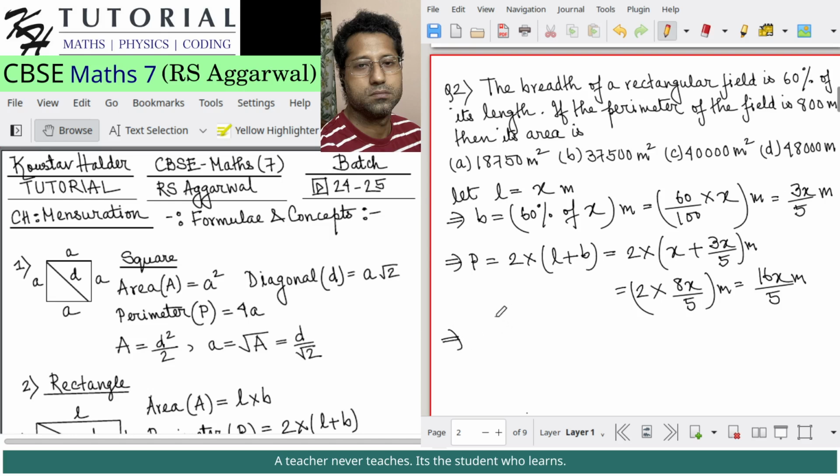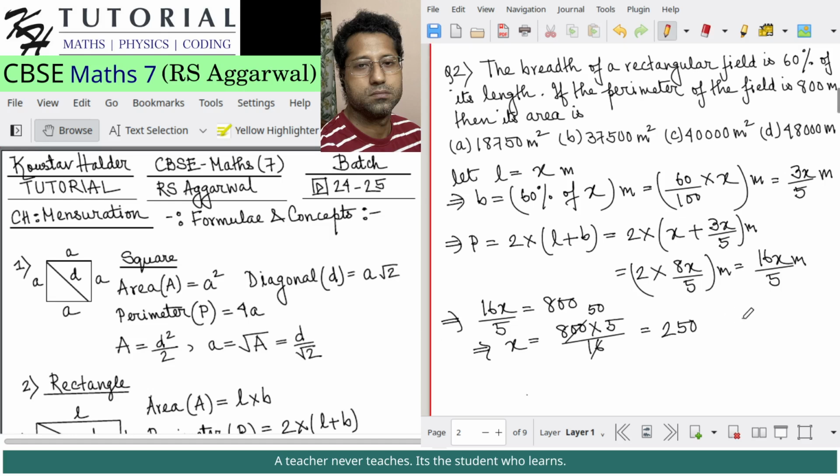So we can say then 16x by 5 is equal to 800. This implies x is equal to 800 multiplied by 5 divided by 16. 16 will divide 800 with 50. So 250. Okay. Remember, x is not 250 meter but 250.